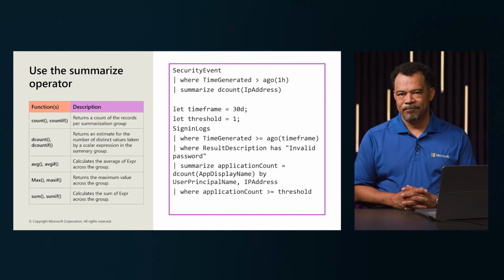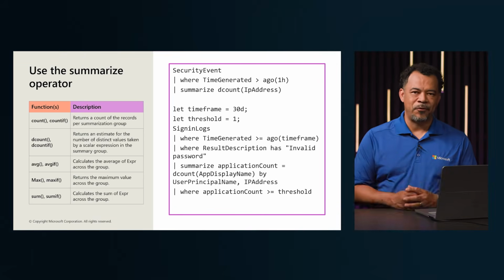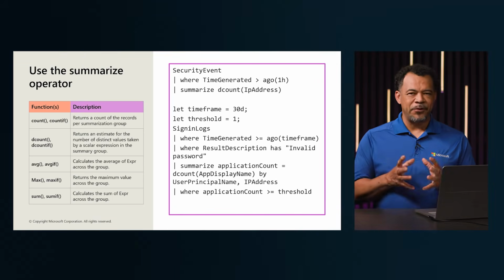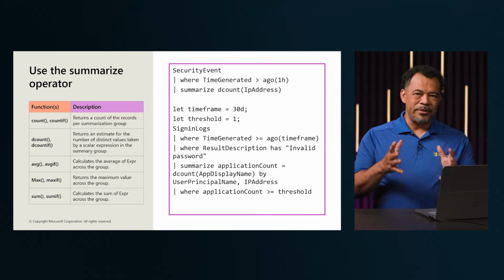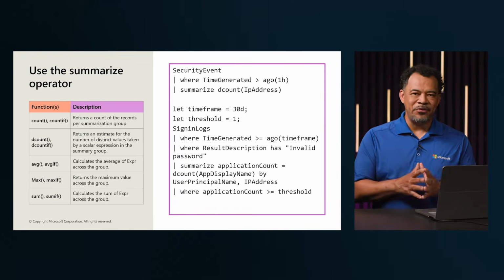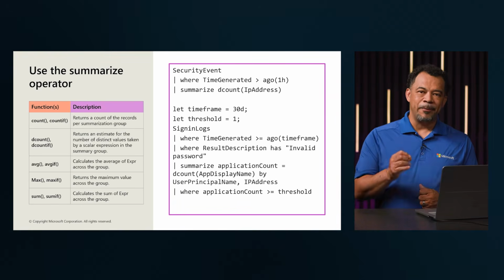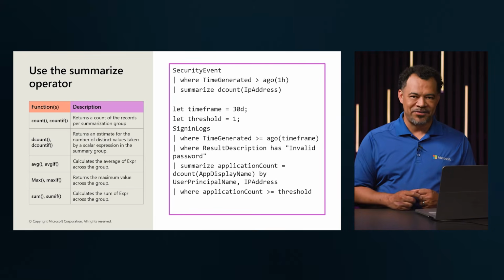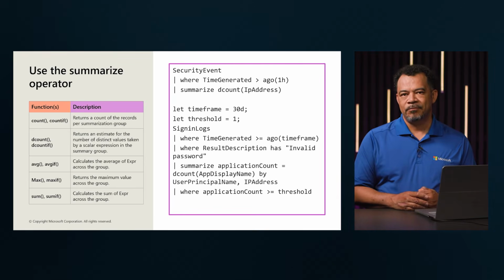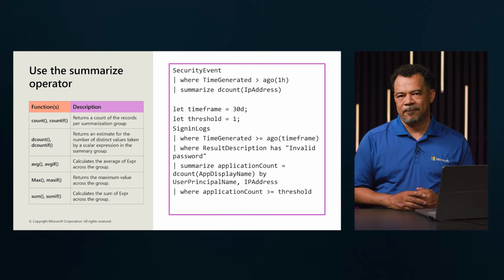So in the example we see here, the first query pulls data from the security event table and filters it to only include events that happened within the last hour. It then uses summarize dcount IP address to count the number of distinct IP addresses seen in that time frame. This is useful for looking for things like unusual spikes in activity.